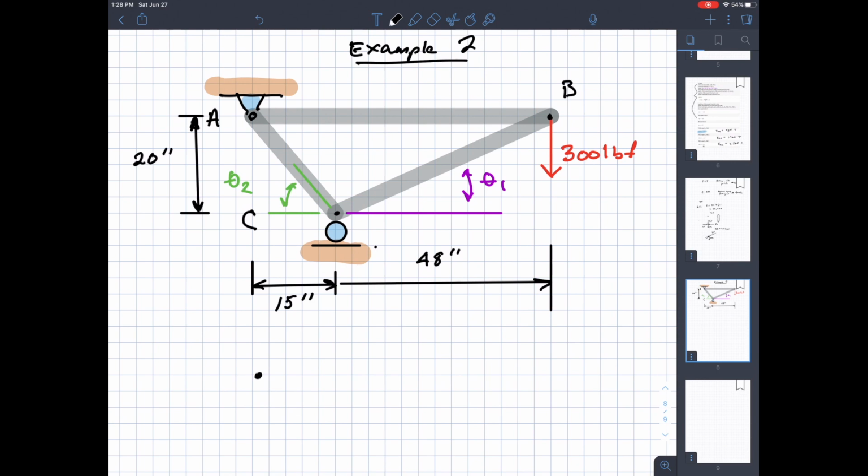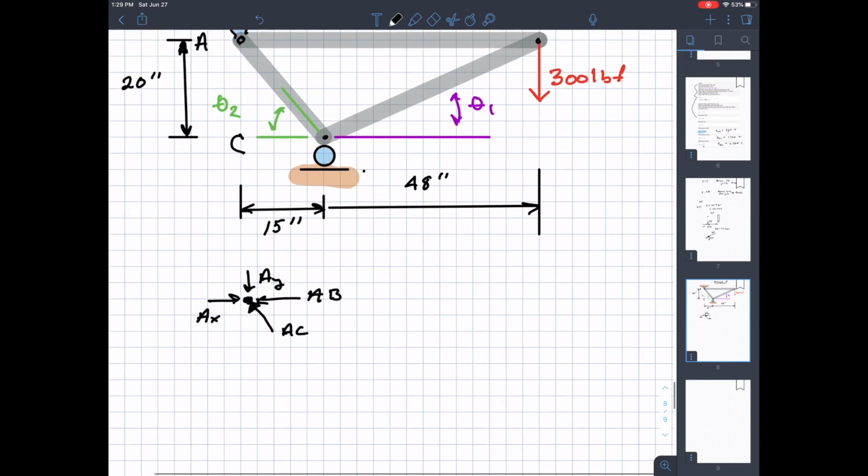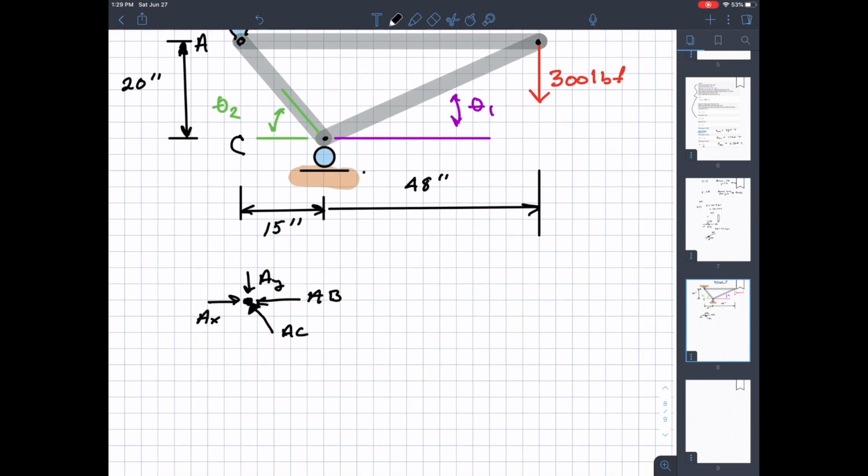Alright, so I'm looking at joint A. Joint A, if I do a free body diagram, that's a pin, so it's got an AX component and an AY component. Then there's also the force. I'm going to draw the force assuming compression. So here's the force due to AC, and here's another force due to AB. All right, so that's one choice. We could start at joint A. We could also start at joint B.